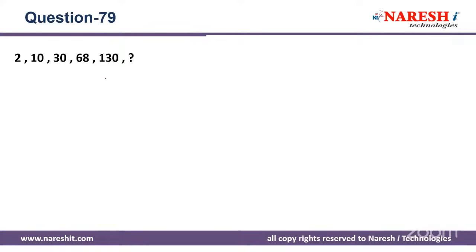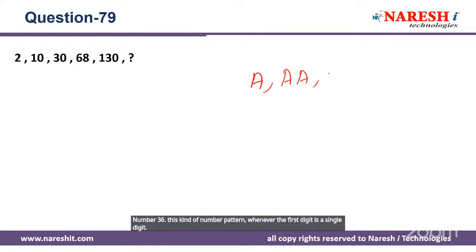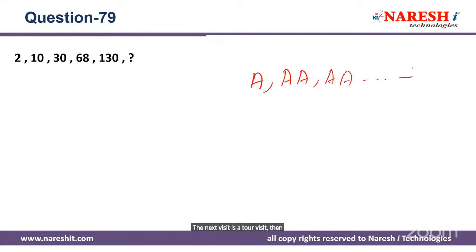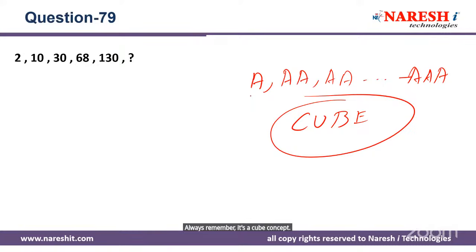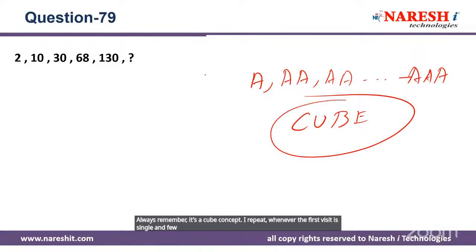Number series. In this kind of number pattern, whenever the first number is a single digit, the next numbers are two digits, and the last number is a three digit number, always remember it's a cube concept. I repeat, whenever the first number is single digit, then a few two digit numbers, and the last one is a three digit number, it's a cube concept.